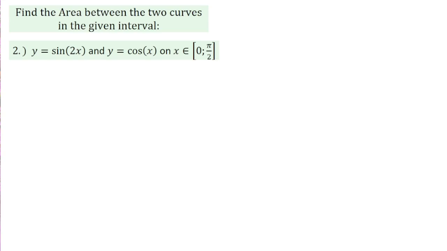Okay, so this is a little bit different. We're working with trig functions. So it's the same type of question between the given interval. We have from 0 to pi over 2. So now we're working with radians, and we know we're working with trigonometry. y equals sine of 2x, and y equals cosine of x.